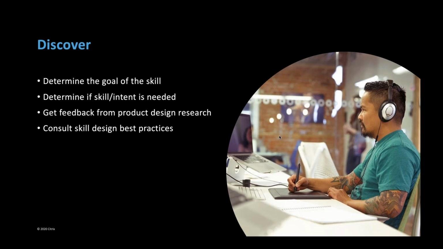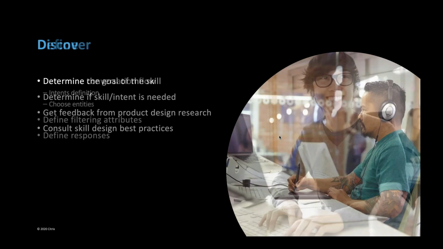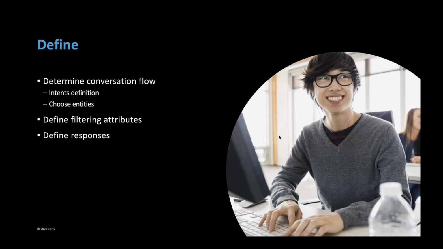We try to find the simplest solution to the user need in terms of skill design, like conversation flow, and language model training. Definition phase: we split the skills into a number of intents, and we determine what entities are needed for successfully answering user questions. Skills can have a number of different intents.